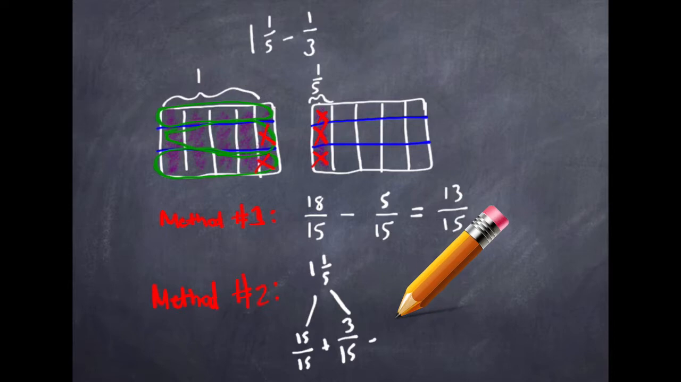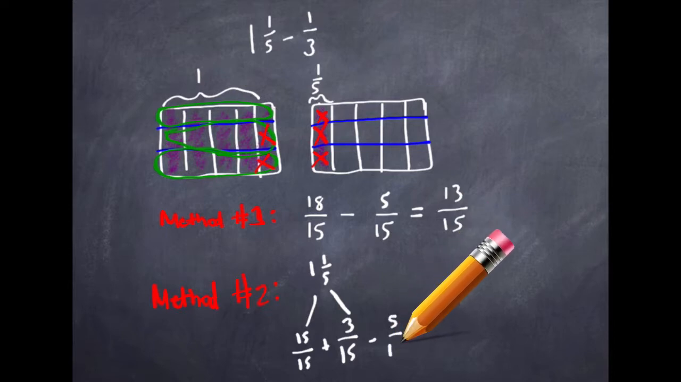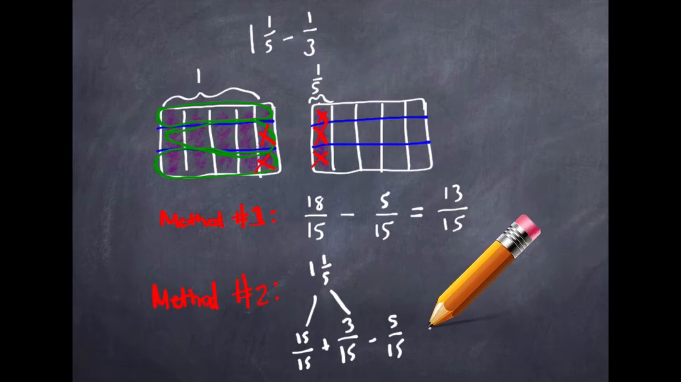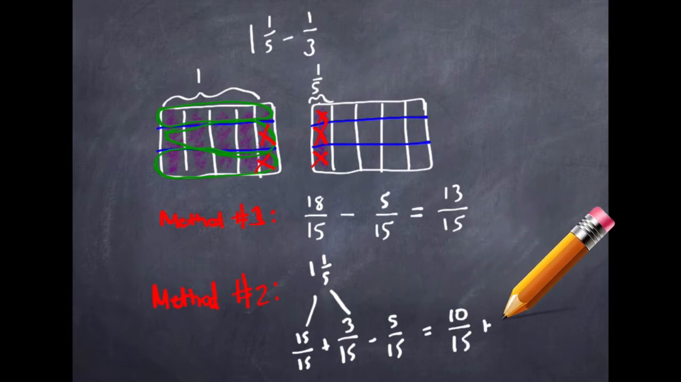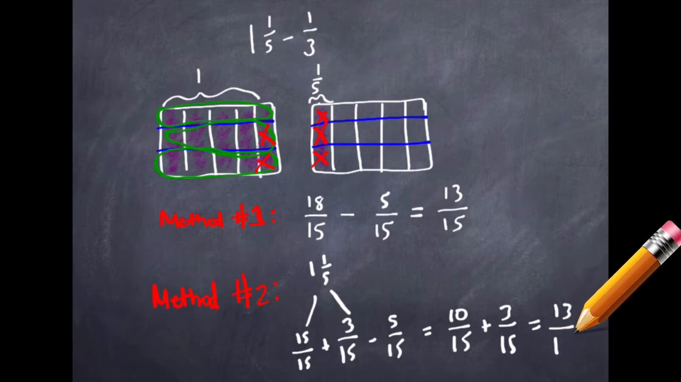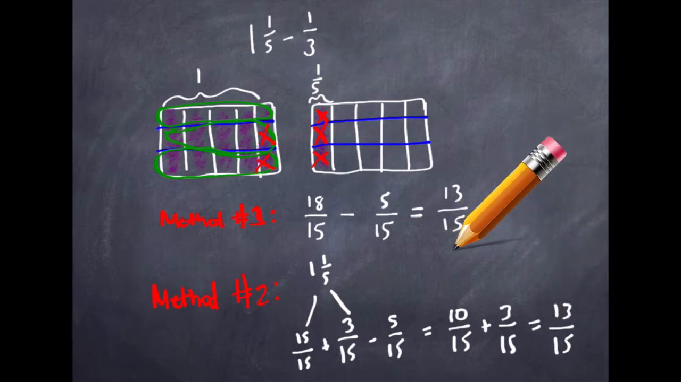And that's what I'm subtracting. 5 15ths. So then I could do it this way, and I can go, okay, 5 and 5, so this would be 10 15ths plus 3 15ths, which would equal 13 15ths, which is the same thing I got up here, okay? But you're subtracting in a different way, okay?